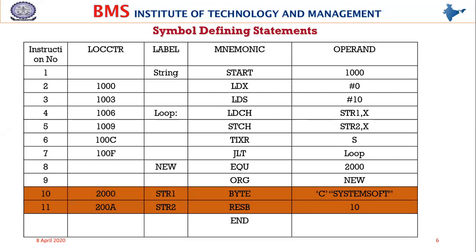So what's the advantage? You can have a look at this program. All the instructions are given addresses starting from 1000. If you want to allocate separate addresses or separate memory locations for all the declarations, of course you can do it by using ORG.